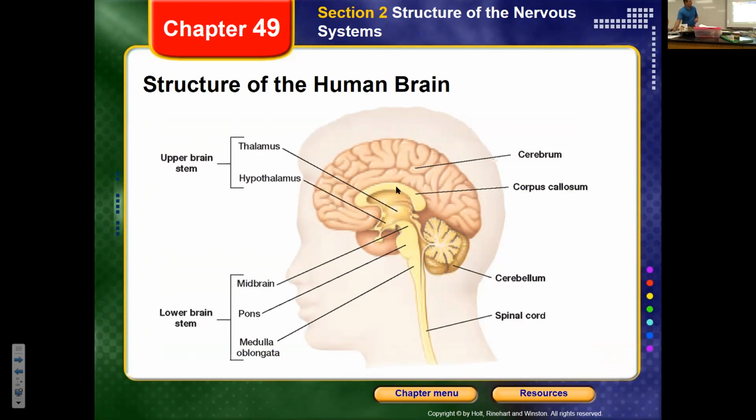Then you have this part right here in the middle. This is actually one of the very first parts of the brain that develops as a fetus. It's called the diencephalon. And then down below that is the brain stem. Obviously, this is probably the first thing that develops because this area is going to control vital functions like heart rate and respiration rate. So those things develop pretty quickly as a fetus.